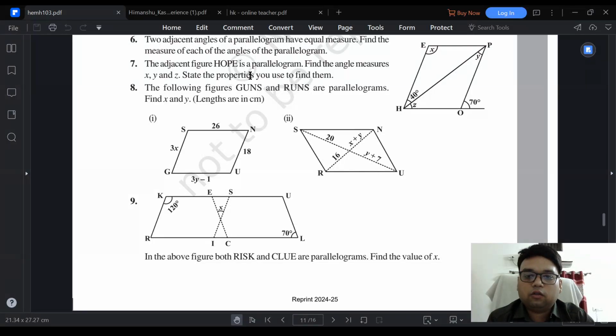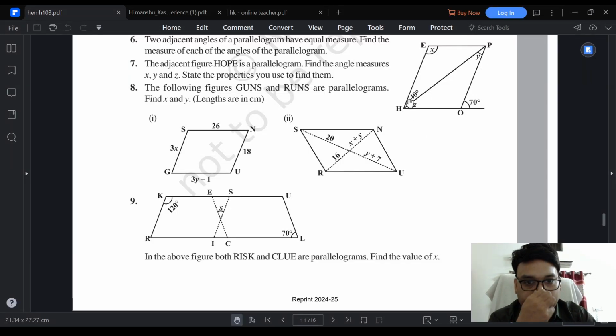Now moving to question number 7. The adjacent figure is a parallelogram. Find the angle measures x, y, z. State the property you use to find them. Here we have to measure the angles x, y, z. If this one is 70 degree, then by the linear pair, this one is equal to 110 degree. If this one is 110, then angle x, the opposite angle, is equal. Therefore, angle x will be equal to 110 degree.